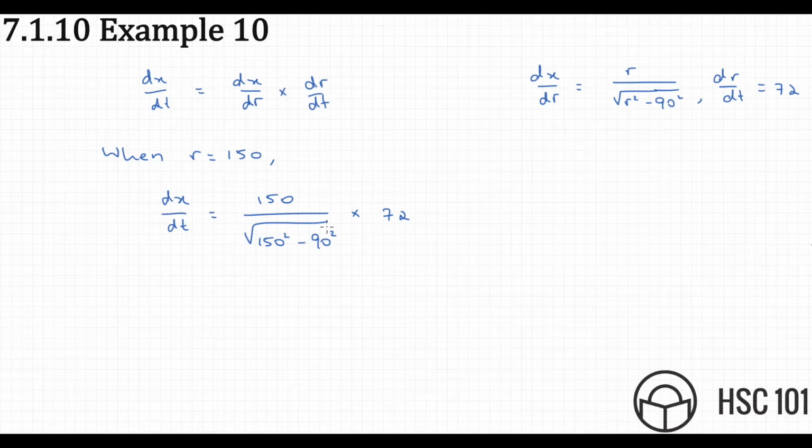If we plug all of this into the calculator, our final answer is going to be 90 meters per second. Some of us might realize that this is actually a ridiculously fast speed. If we want to turn this into kilometers per hour, we take 90 times 3.6, and that gives us a speed in excess of 300 kilometers per hour, which is quite ridiculous. So that being said, this concludes example 10.